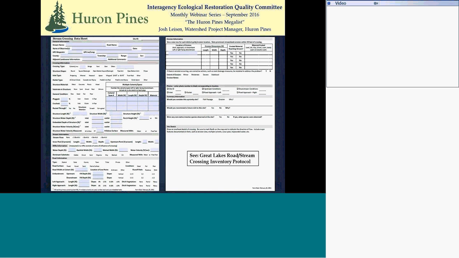And while we're on the topic of road stream crossings, I do want to point out that there is a standardized protocol and data sheet for collecting road stream crossing inventory data in the Great Lakes region. And you can find the protocol and data sheet online by Googling Great Lakes Road Stream Crossing Inventory Protocol.